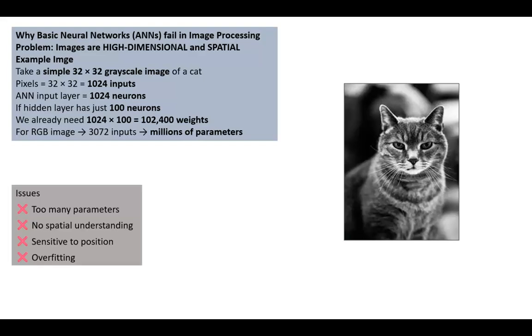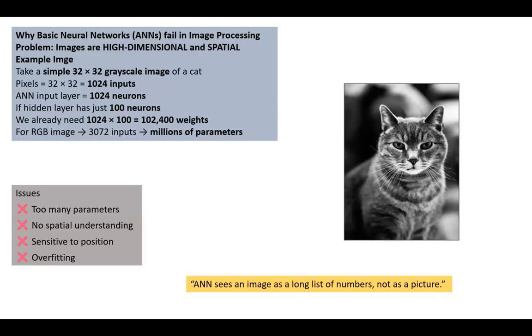So you understand the issue. There are too many parameters, no spatial understanding, and sensitivity to positions. I mean to say, if I change the position, it might give a wrong output. Overfitting is a problem. So an artificial neural network sees an image as a long list of numbers. It doesn't see the image as a picture.